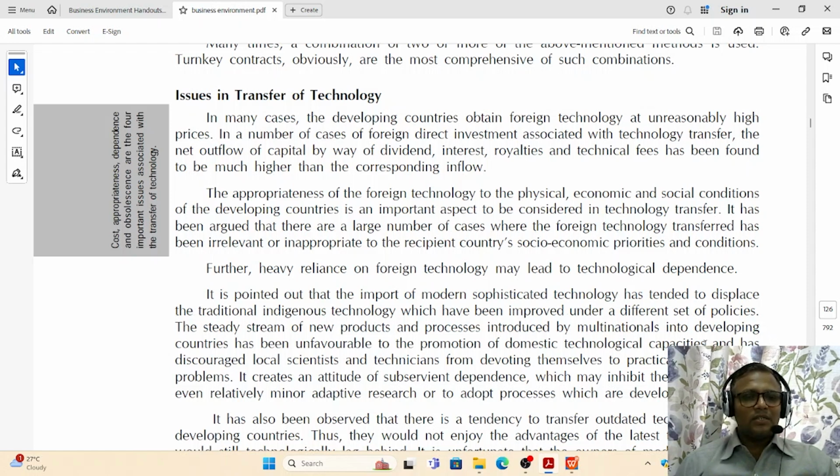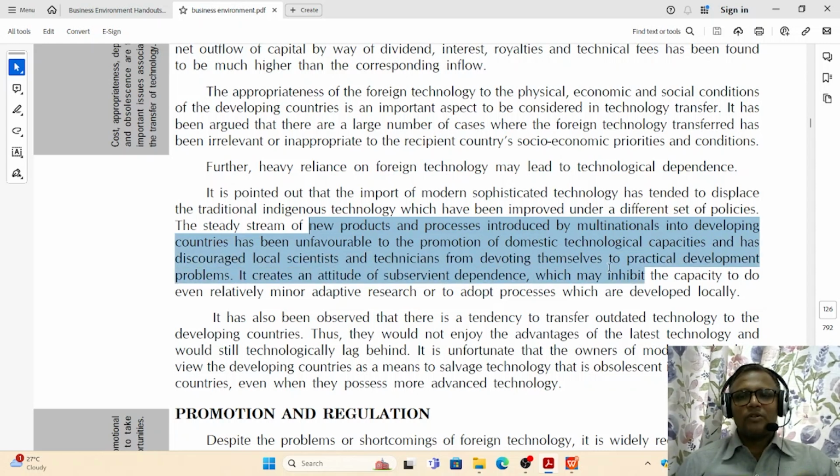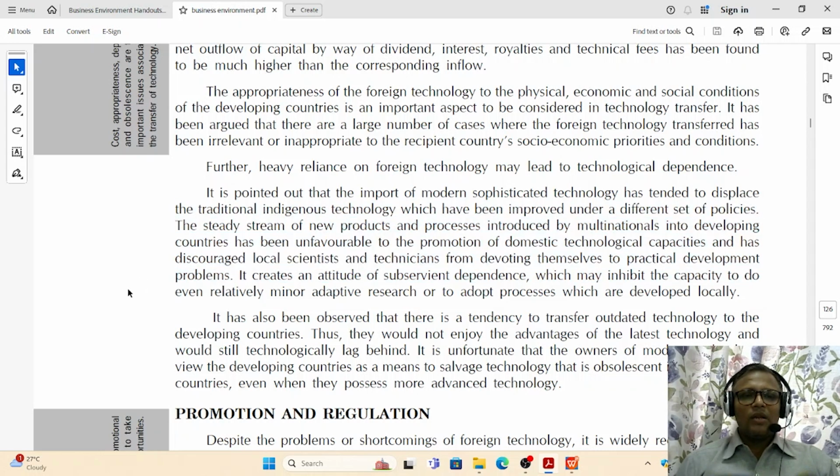Thus, the steady stream of new products or processes introduced by the multinationals into the developing countries has been unfavorable to the promotion of domestic technological capacities and thus discourages local scientists and technicians from devoting themselves to practical development problems. Next, it creates an attitude of subservient dependence which may inhibit the capacity to do even relatively minor adaptive research or to adopt the processes which are developed locally.